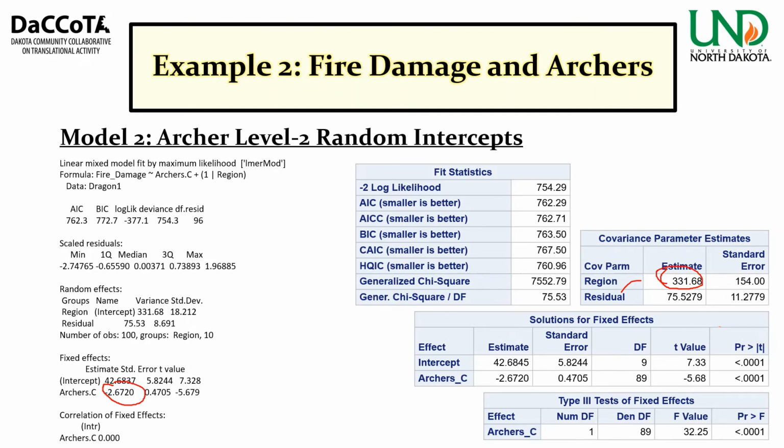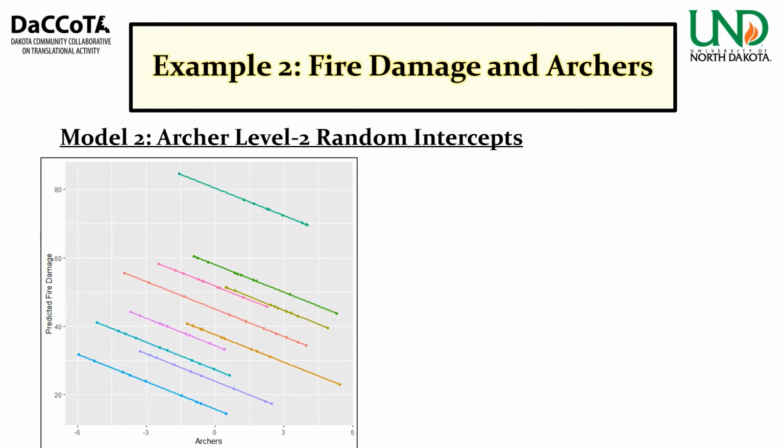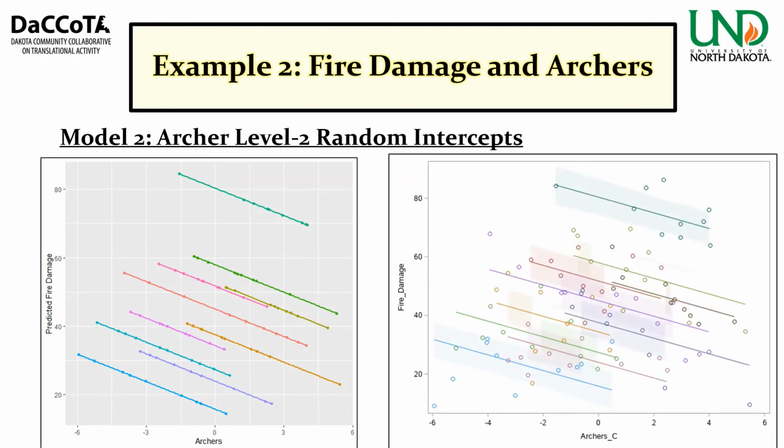We plot this. Hey, here we go. As the number of archers in a region increased, fire damage decreased. So the apparent positive curve was wiped away once we consider region. So that had a real effect here.